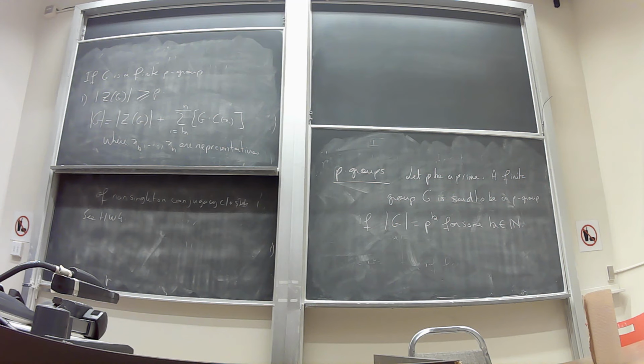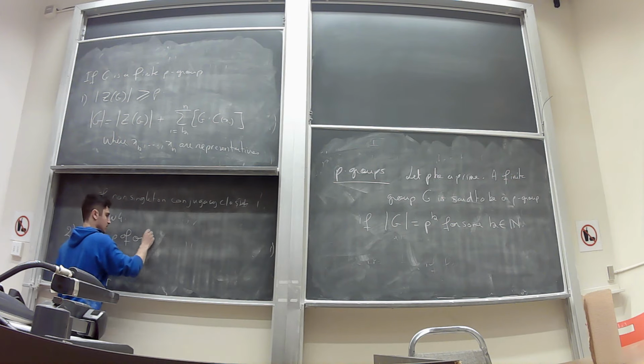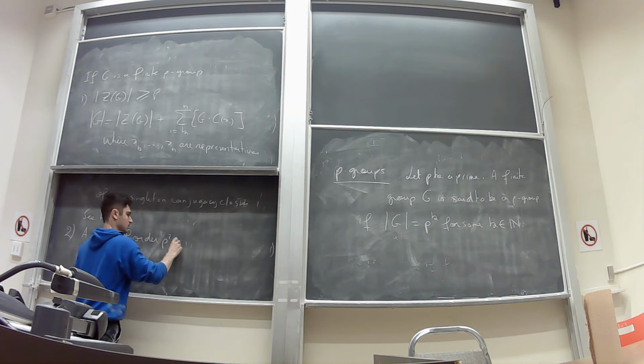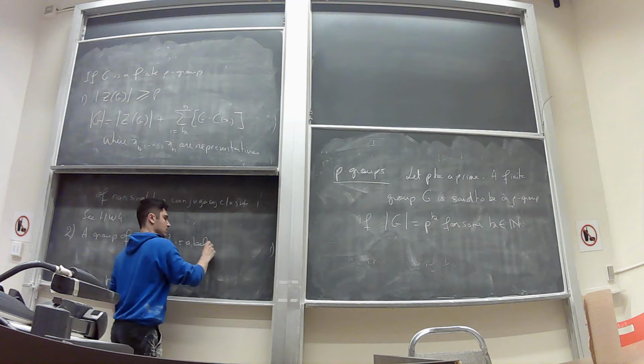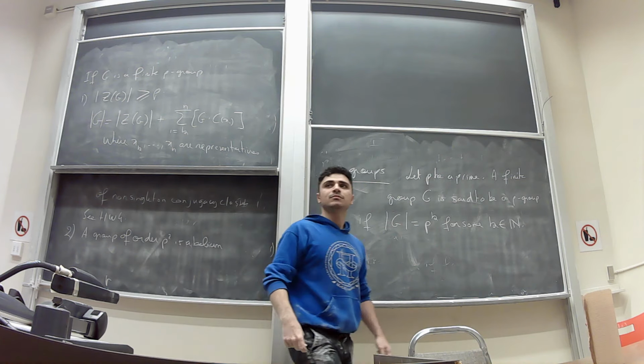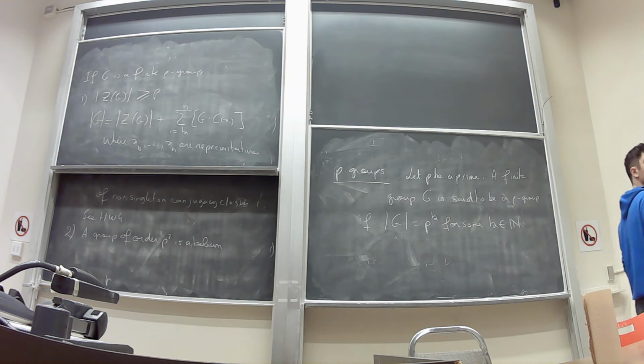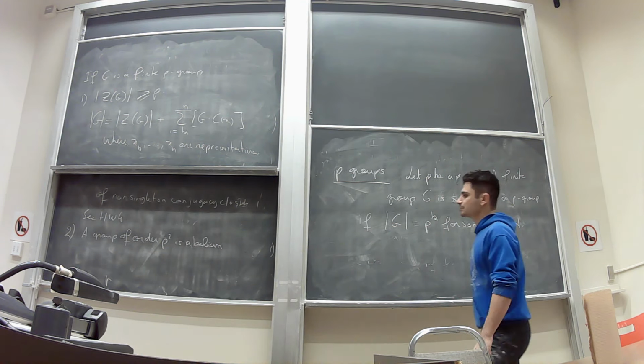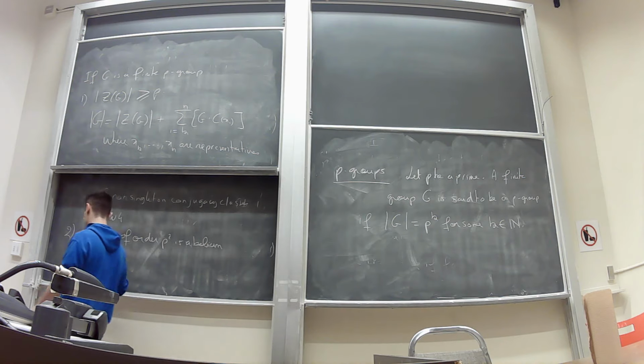Now we also saw that a group of order p squared is abelian. This is in this homework. Now let's prove more stuff about p-groups.